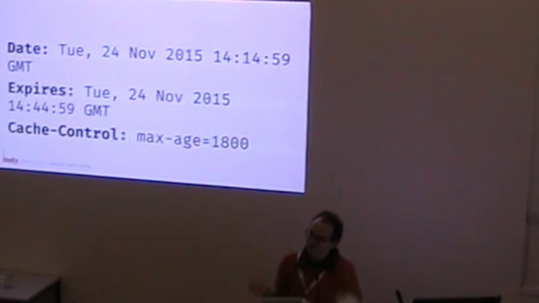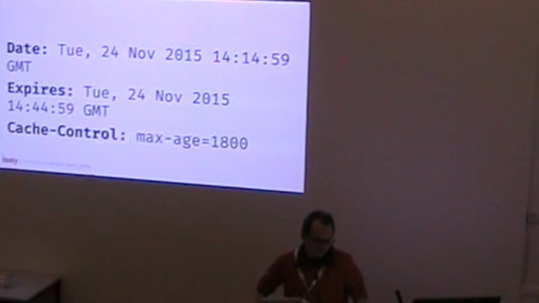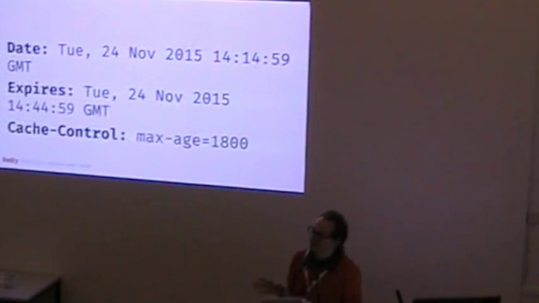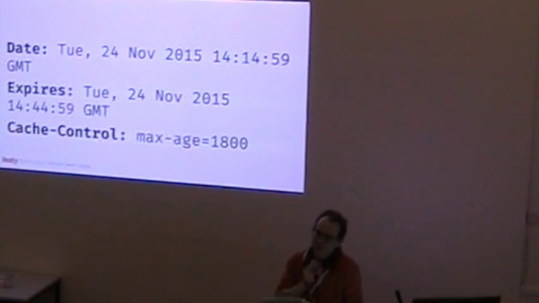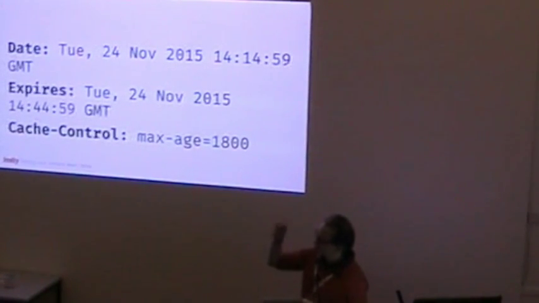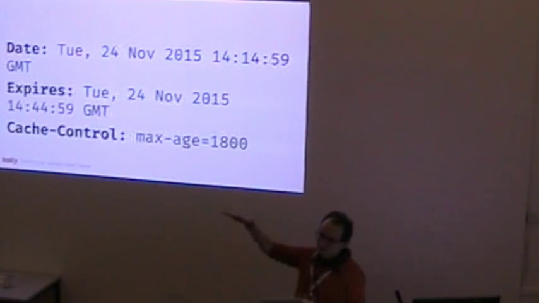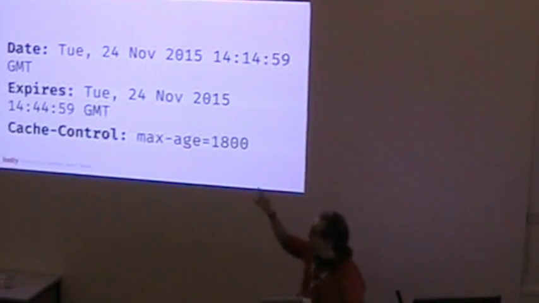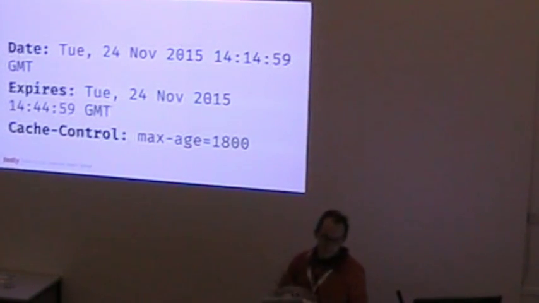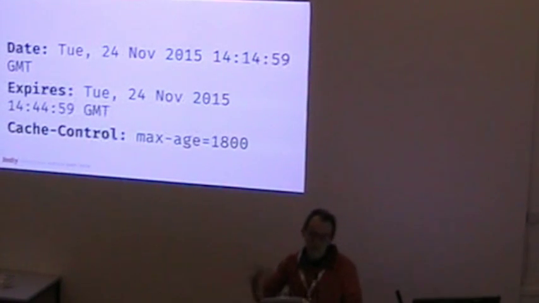So this is all done by caching. Caching is a big subject, and the basic rule of caching is that you set a date in the future by which the content will have expired. So in this case, this is a response. The date is when the server generated this response, and expires is when the content expires. So you can tell there's 30 minutes between these two different dates. So that's the slightly older way of doing expires.